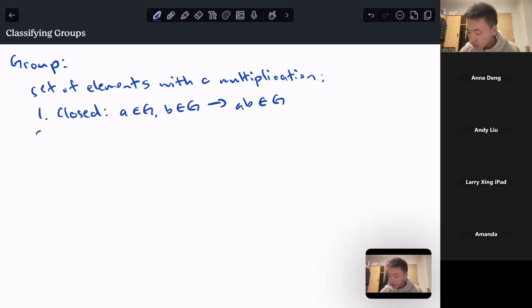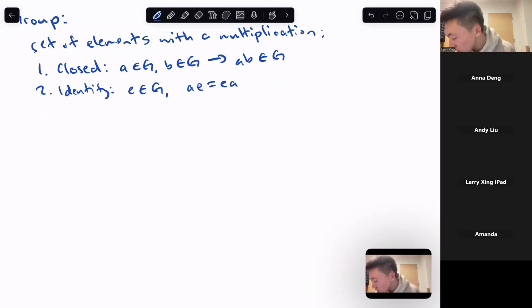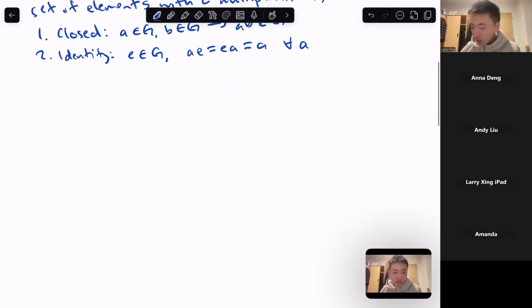Okay. The second property is that it must have an identity. So what does this mean? Well, that means there is an element E within G such that AE equals EA equals A for all A.